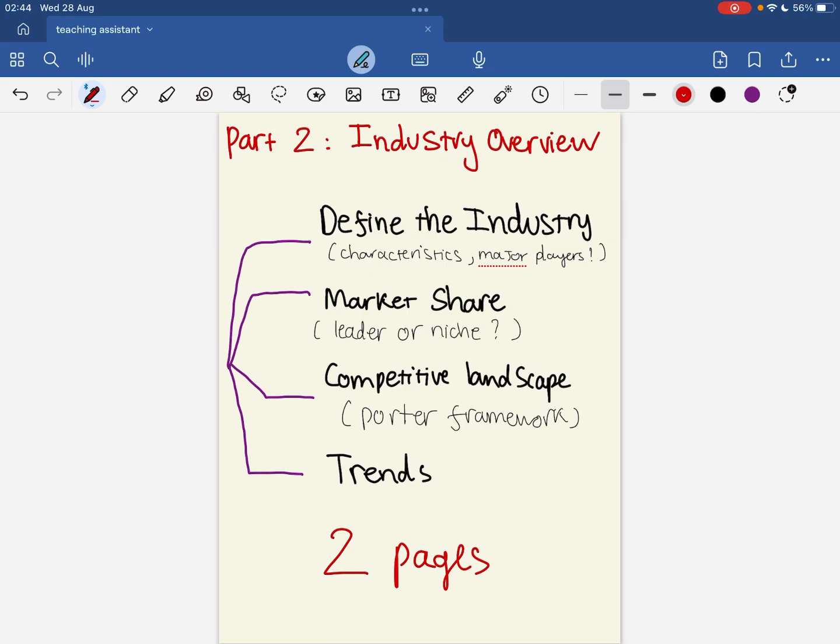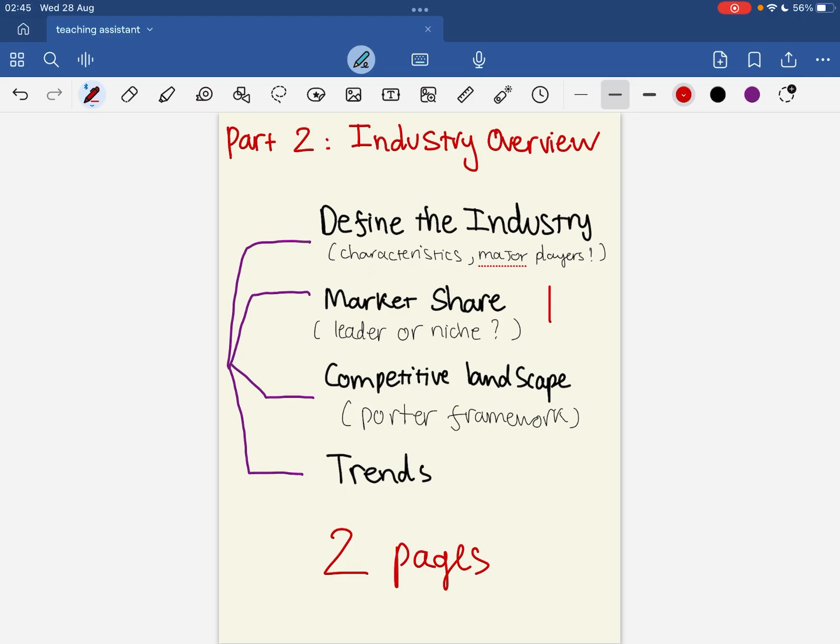Next, we discuss the market share. How much of the market do these companies control? Use the latest data available to compare the market positions. Are they leaders, challengers, or niche players? How has their market share evolved over the years? This will help you assess the competitive strength.